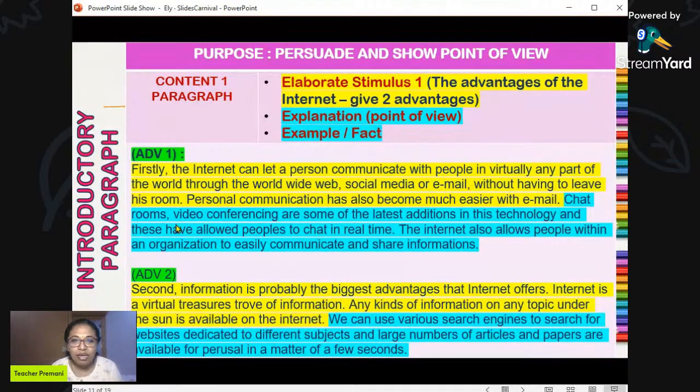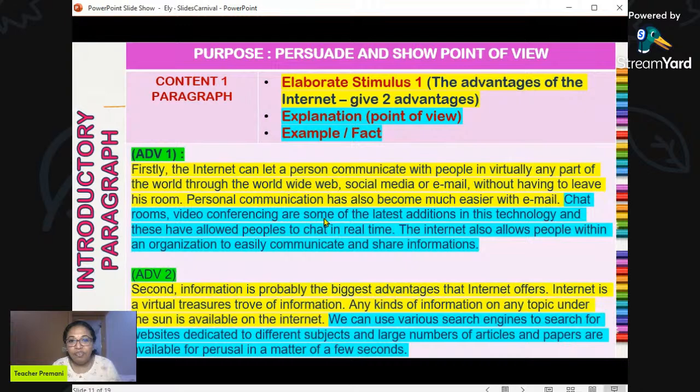Okay, here if you see the yellow color highlighted part, it is actually the first advantage that comes along with elaboration. So the advantage is letting people communicate. Yes or not? And then I'm giving explanation. How? What can they use? The World Wide Web, social media, email, you can communicate, right? Now I'm giving further explanation: chat rooms, video conference, and some of the latest additions in this technology.